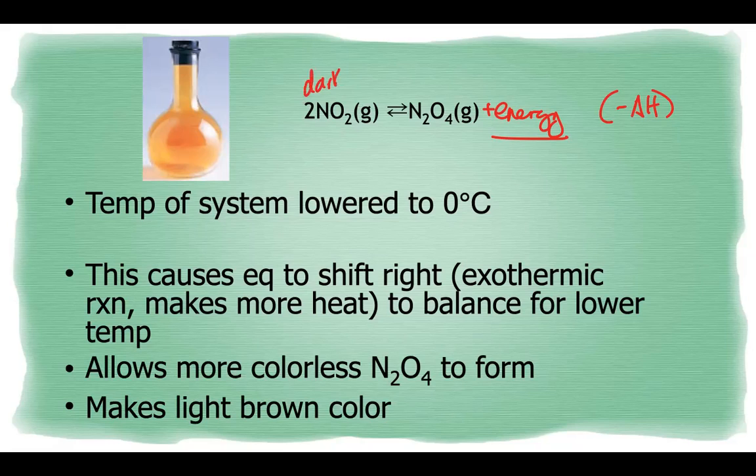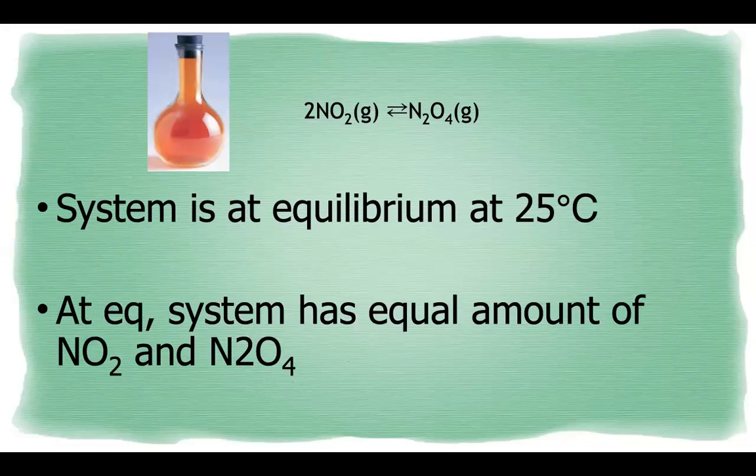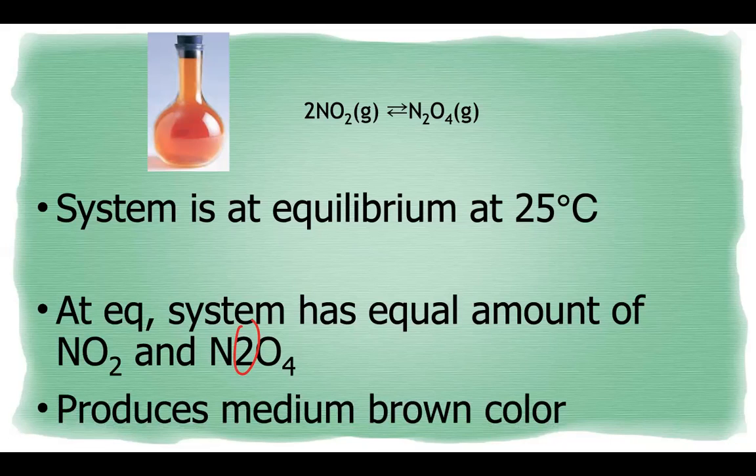This is the dark brown. This is colorless. The system reaches equilibrium at 25 degrees. At equilibrium, the system is going to have an equal amount of NO2 and N2O4. Don't know why that one didn't get subscripted, but never mind, you get it. So at 25 degrees Celsius and at equilibrium, we have a medium brown color. Again, this is dark, this is clear.